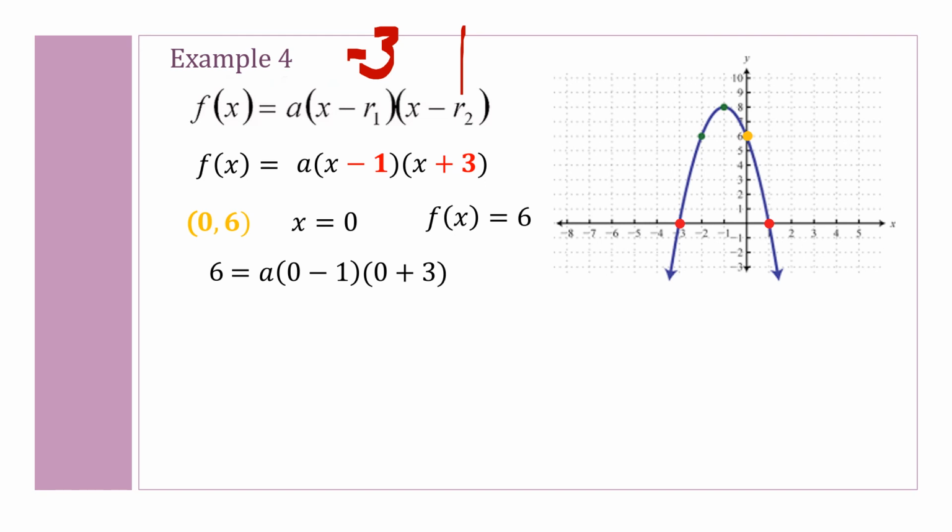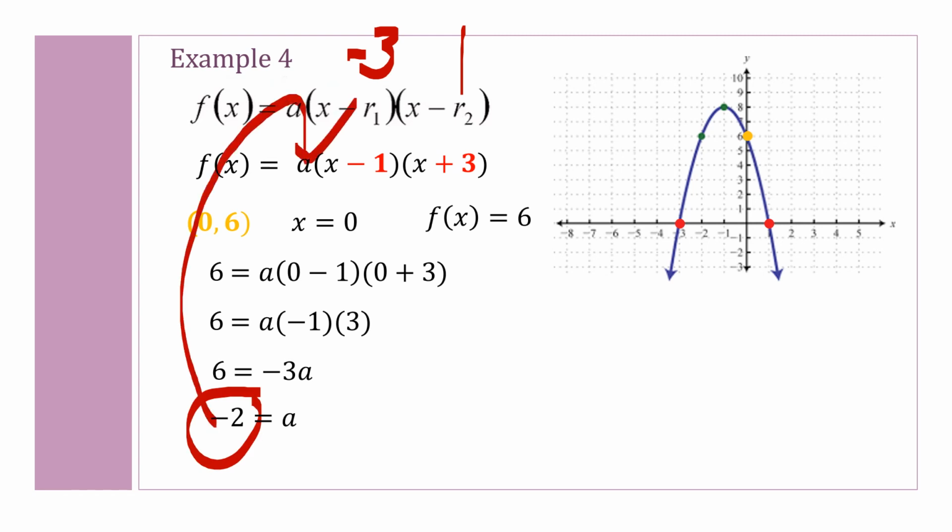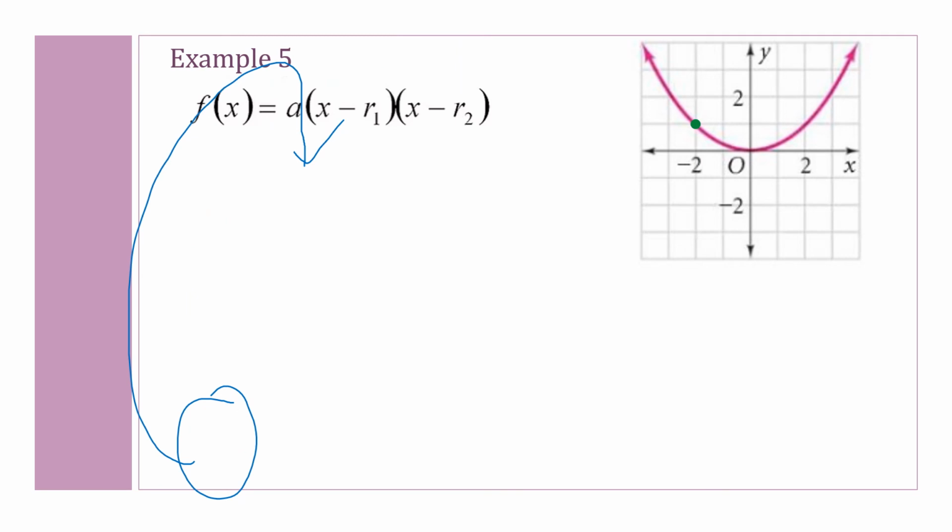Take 0, put it back in the place of x, and put 6 back in the place of f of x, and you end up with 6 equals a times the quantity of 0 minus 1 times the quantity of 0 plus 3. Do the math. -1 times 3 gives me -3a equals 6. Divide both sides by -3, and we get a is equal to -2. So now you're going to take that -2, put it back in the place of a, and voila, we have our equation, which is f of x equals -2 times the quantity of x minus 1 times the quantity of x plus 3. Now let's look at another example where the x-intercept, or zeros, is only 1.